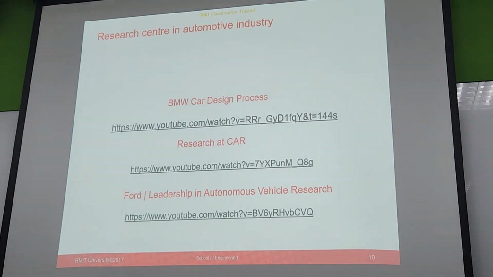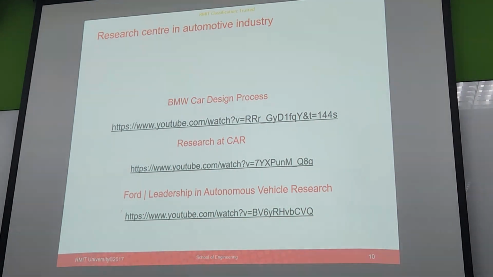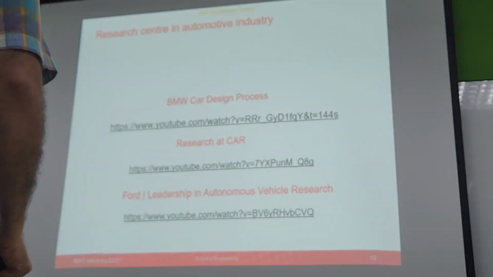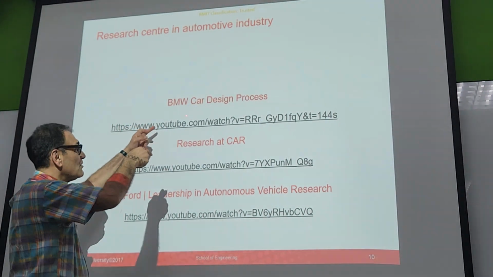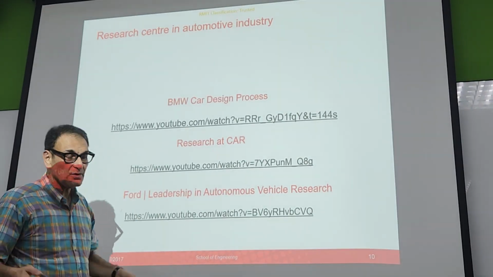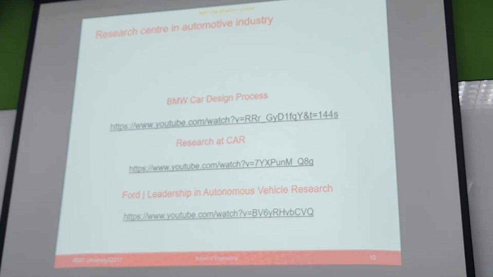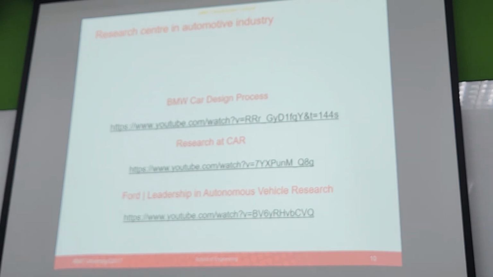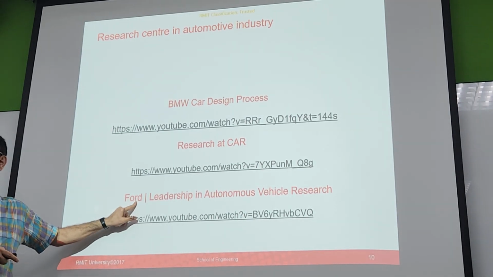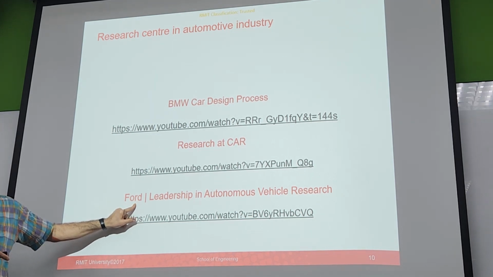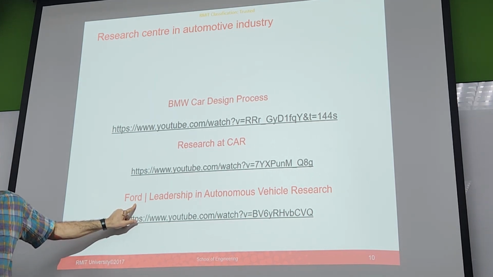So if you look at BMW or Ford, you understand that this company, or any company in industry, has a research group. They have research and development. They call it R&D, research and development. If you go to Ford, around 30% of all the income costs go to research.